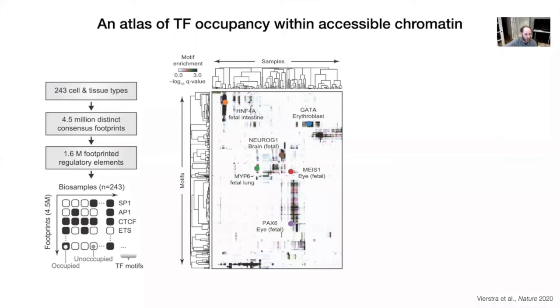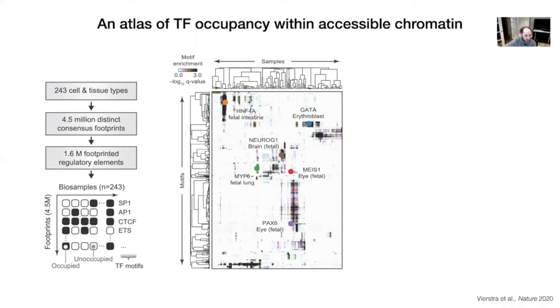Footprint occupancy across all data sets showed marked enrichment for the recognition sequences of the master regulatory TFs of their corresponding lineages. For example, you see GATA1 footprints in erythroblast cells, HNF-alpha footprints in fetal intestine, and PAX6 footprints in fetal eye. Now we find an enrichment in a cell type for virtually all major classes of DNA binding domain families, suggesting that very few families, if any at all, are refractory towards DNase1 footprints.